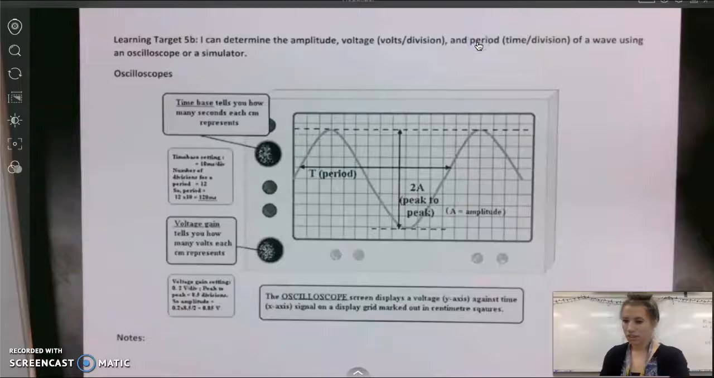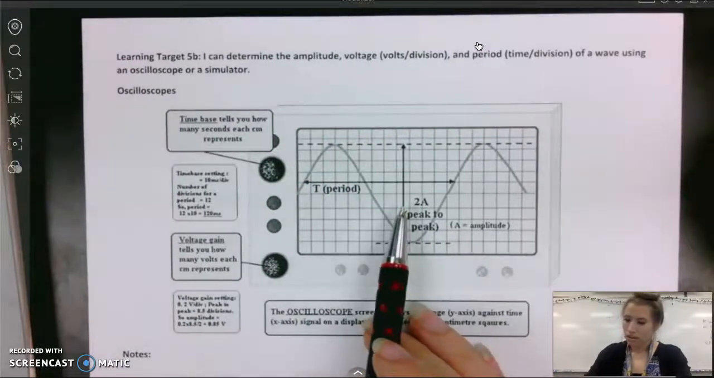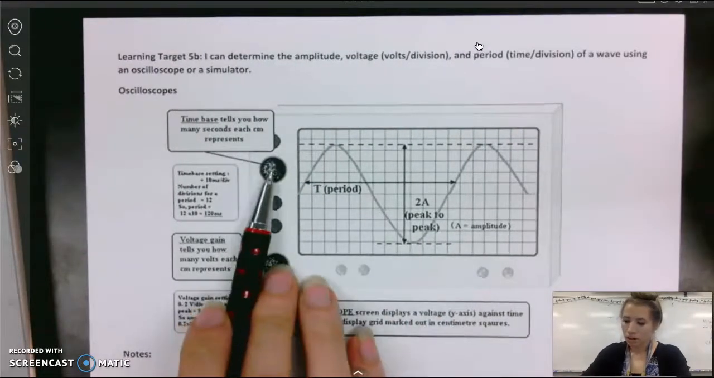On to the second part of learning target number 5. We observed and derived information from a Fourier analysis of waves, and now we're going to do something similar with an oscilloscope.